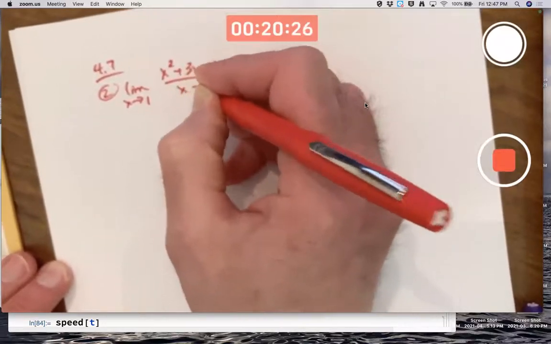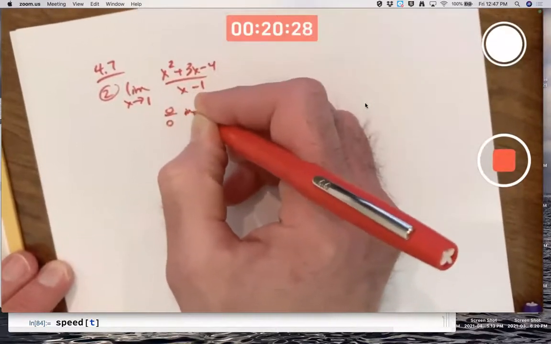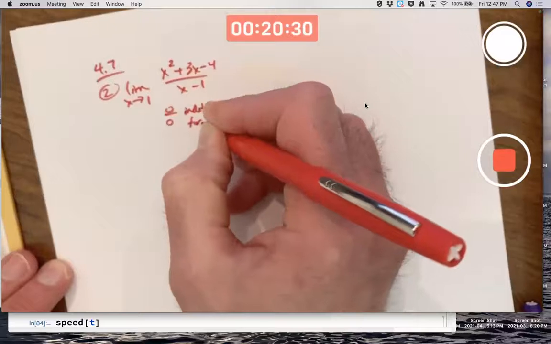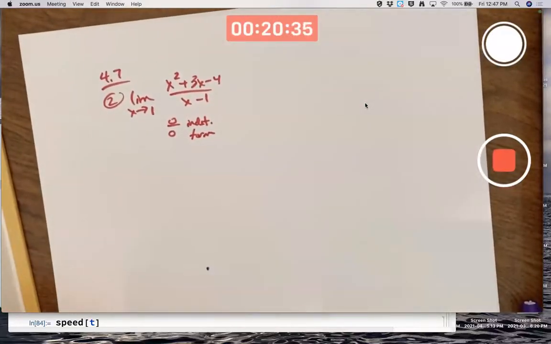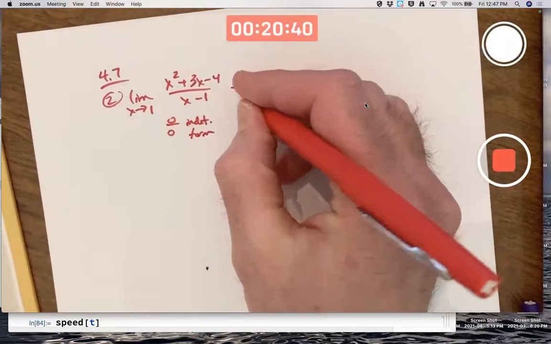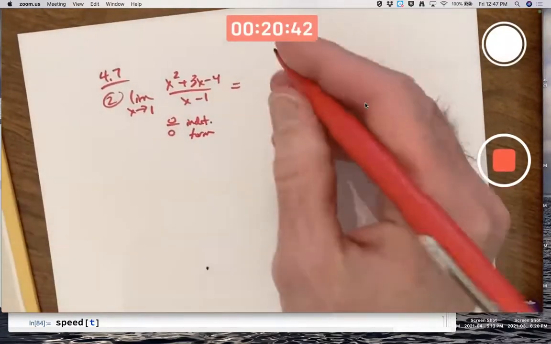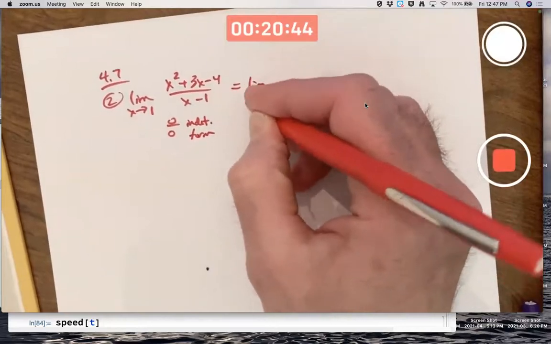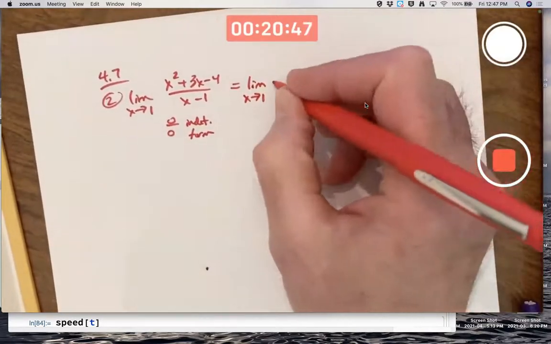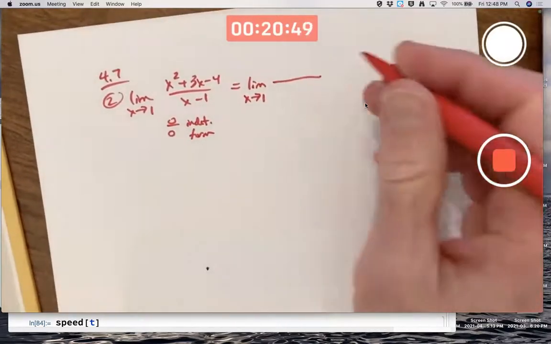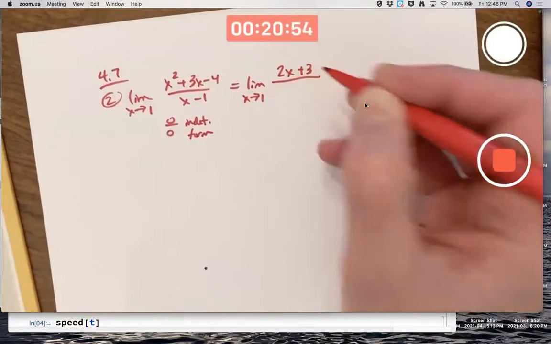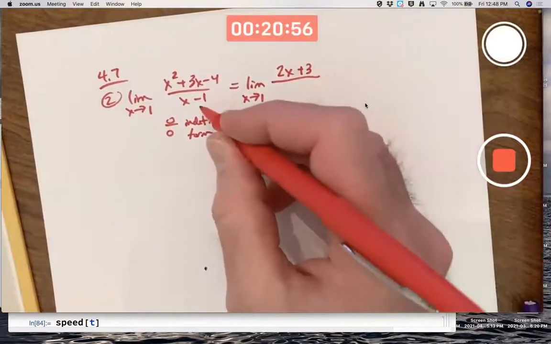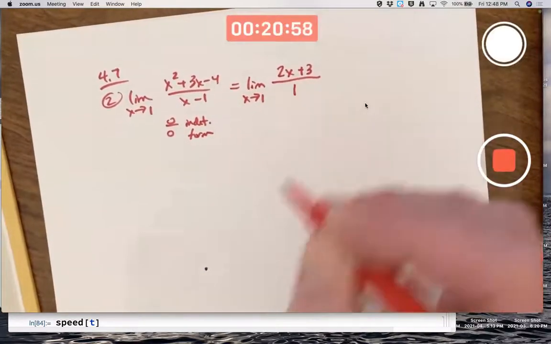This is, again, a 0 over 0 indeterminate form. You should always check that, again, because if you don't, and you apply L'Hopital's rule anyway, you'll get the wrong answer. We can use L'Hopital's rule. We can form a new limit with a new fraction whose numerator is the derivative of the original numerator, in this case 2x plus 3, and whose denominator is the derivative of the original denominator, in this case 1.